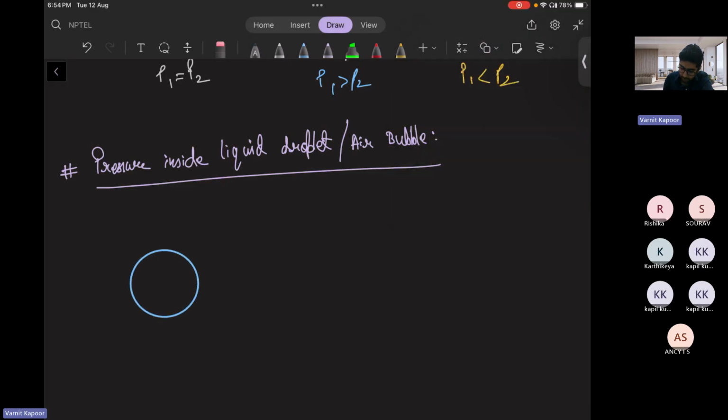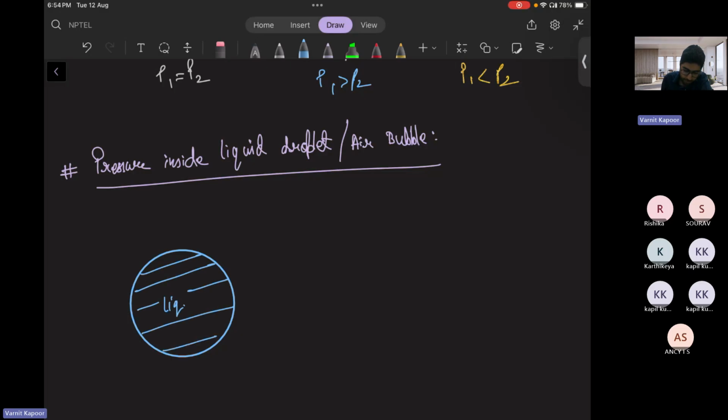So if you have a liquid drop like this, there is surface tension on the surface. It will also look like this at every point, so I'm just drawing the top for importance. And it has some pressure P, which you need to evaluate. What is the pressure inside this? How will we get that?